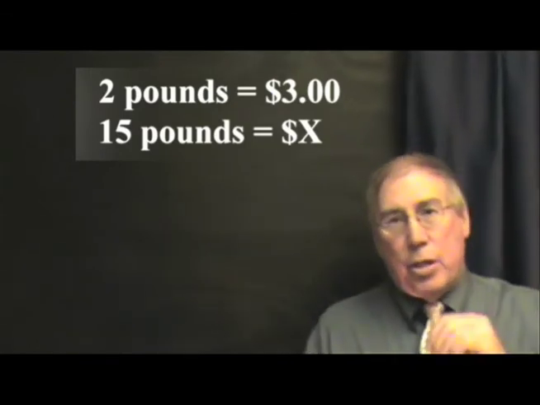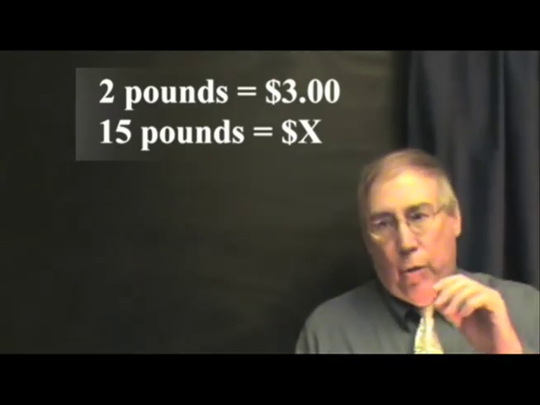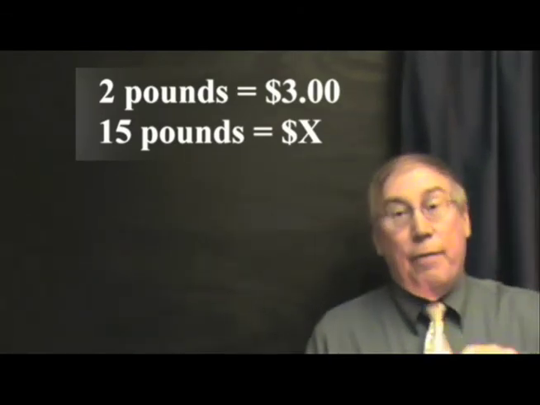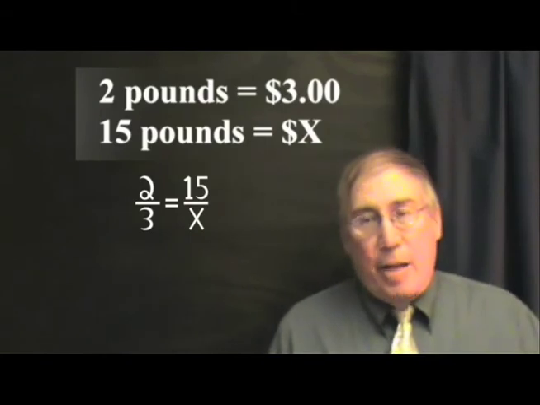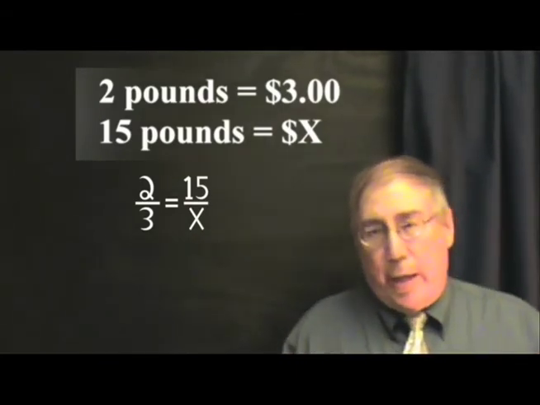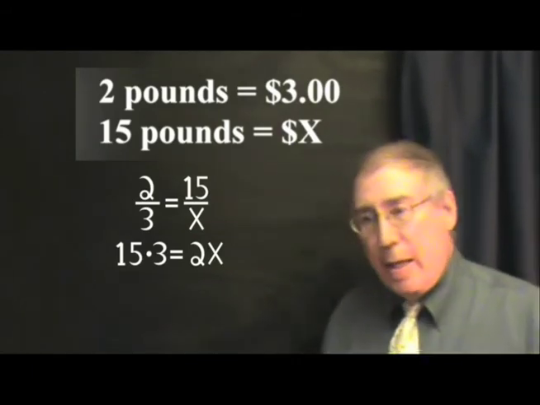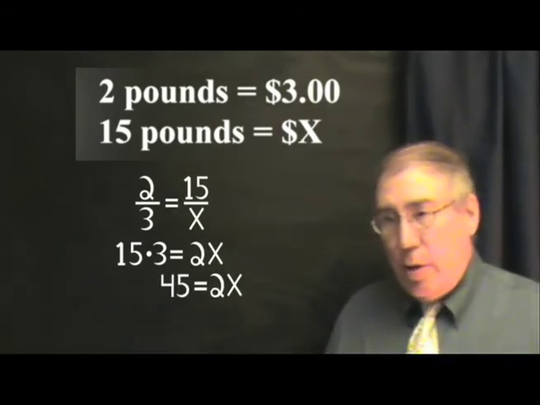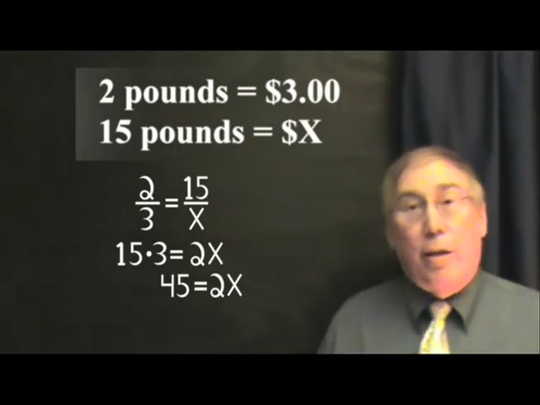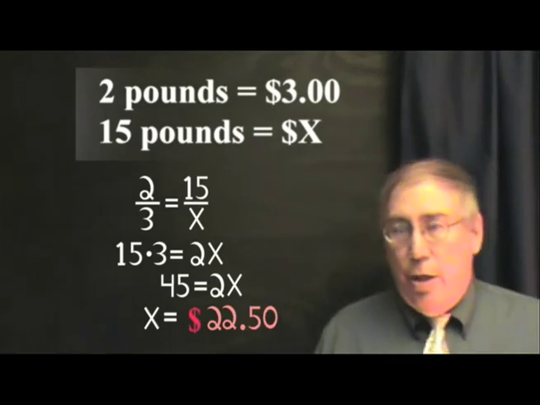And so we could set up a proportion of 2 pounds over $3 and 15 pounds over x number of dollars. And then let's do our cross multiplying there, the 3 times the 15 and the 2 times the x. And then we can work that down, divide 2 into 45, and x would equal $22.50.